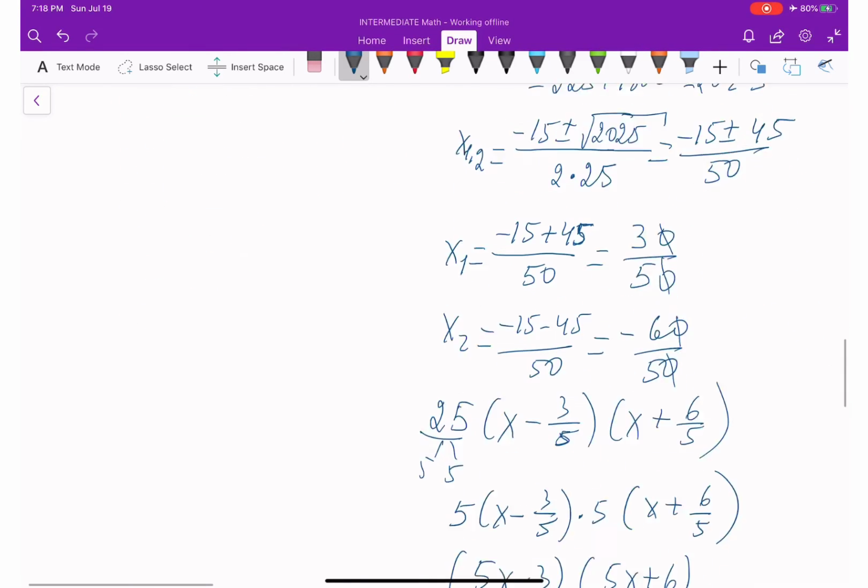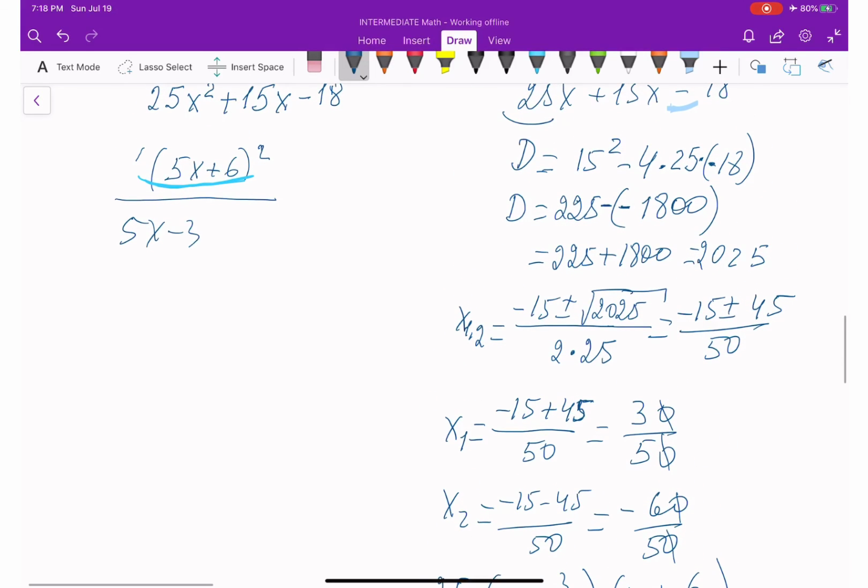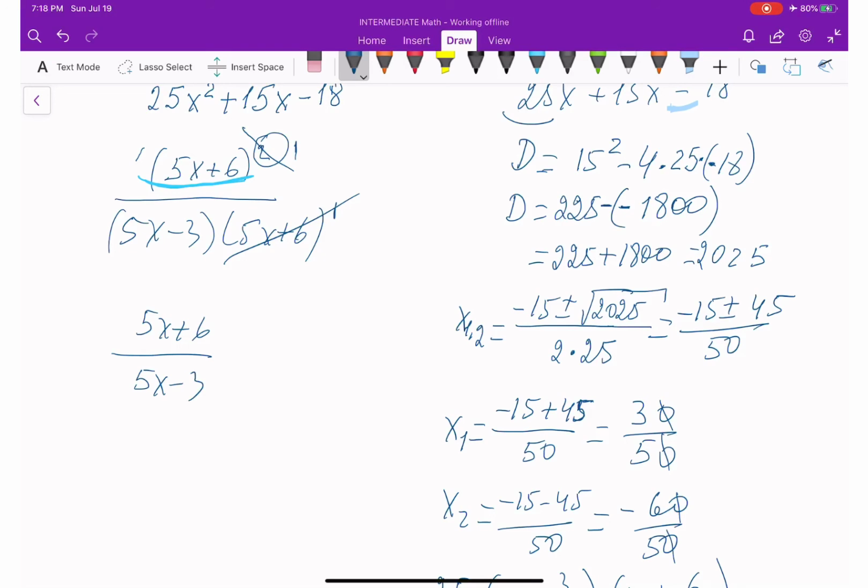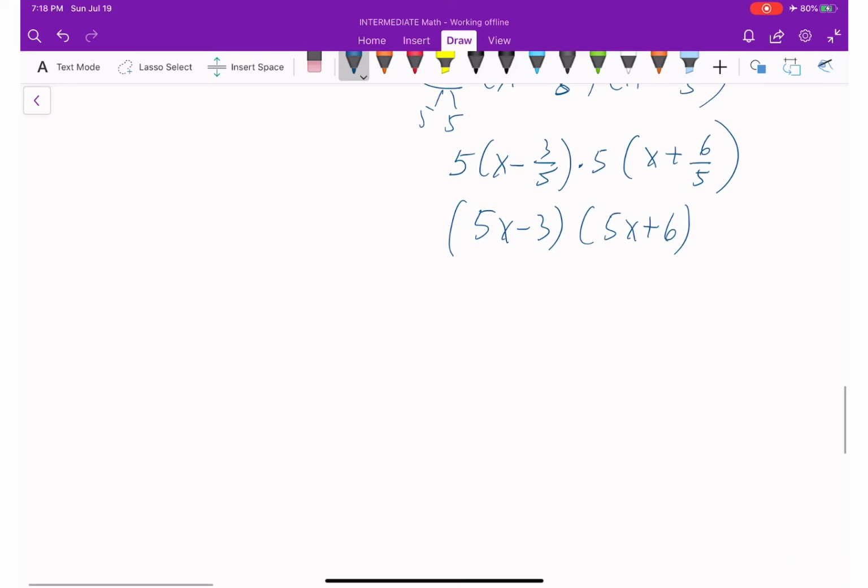5x minus 3, and here I have 5x plus 6. Okay, here I have 5x plus 6 squared. Here I have 1. So this 5x plus 6 is gone, and instead of 2, we have 1. So the answer is going to be 5x plus 6 over 5x minus 3. Okie dokie. It's a little bit longer calculation, but we are doing good, right? Next one.